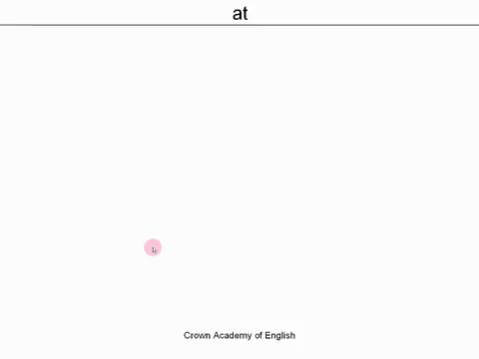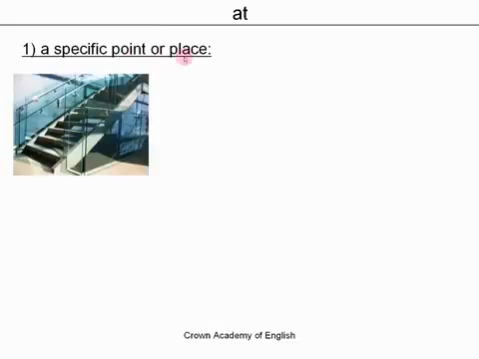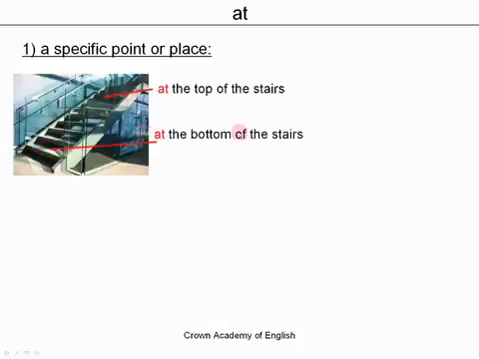So we will look first at when to use the word at, and the first situation is when we want to talk about a specific point or place. For example, so here we have some stairs, and so we can say this is at the top of the stairs, and this is at the bottom of the stairs. Okay.